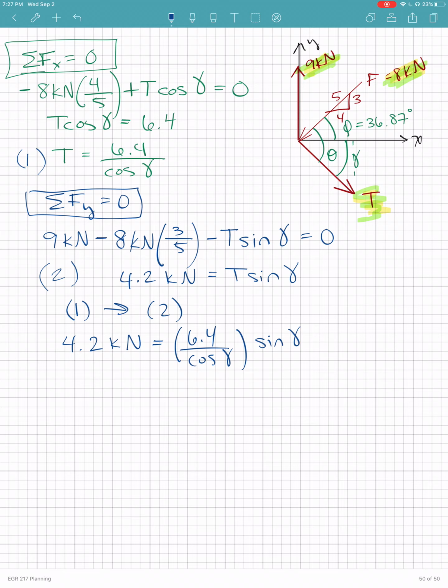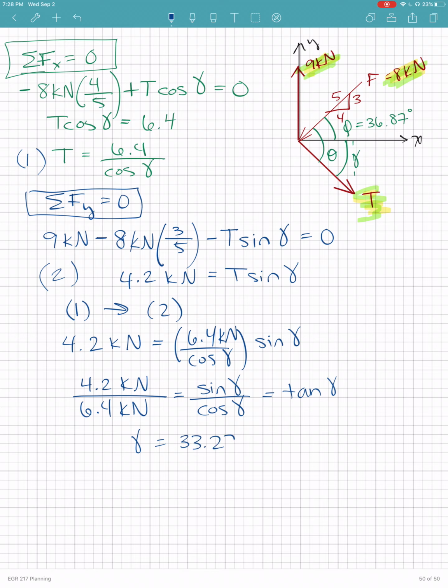And now, because we know trig stuff, and if you don't know this, you just want to look it up, sine over cosine equals tangent. So we're going to rearrange this and put the numbers all on one side. So we get 4.2 kilonewtons divided by 6.4 kilonewtons, that 6.4 is kilonewtons also, equals sine of gamma over cosine of gamma, which equals tangent of gamma. So now we can figure out what gamma is. We just do 4.2 divided by 6.4, and then take the arctan, and we get gamma equal to 33.27 degrees.